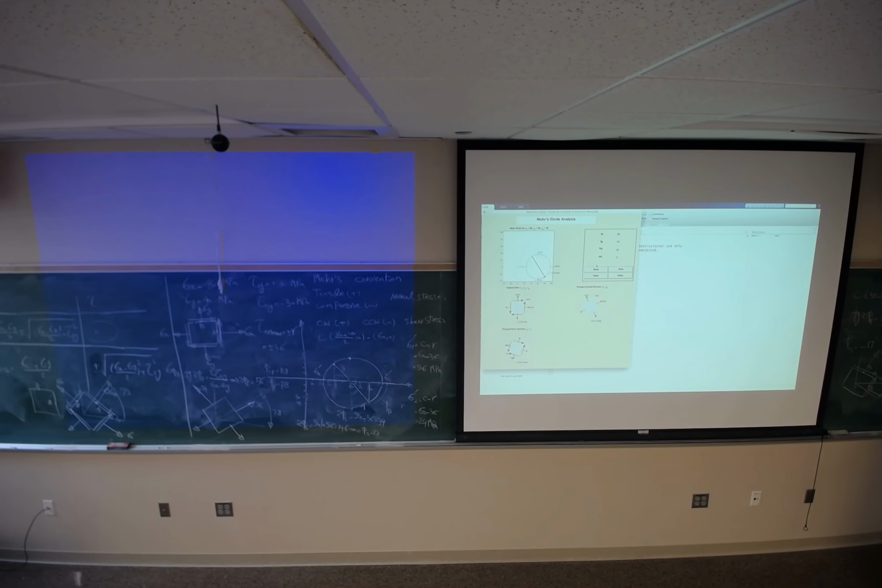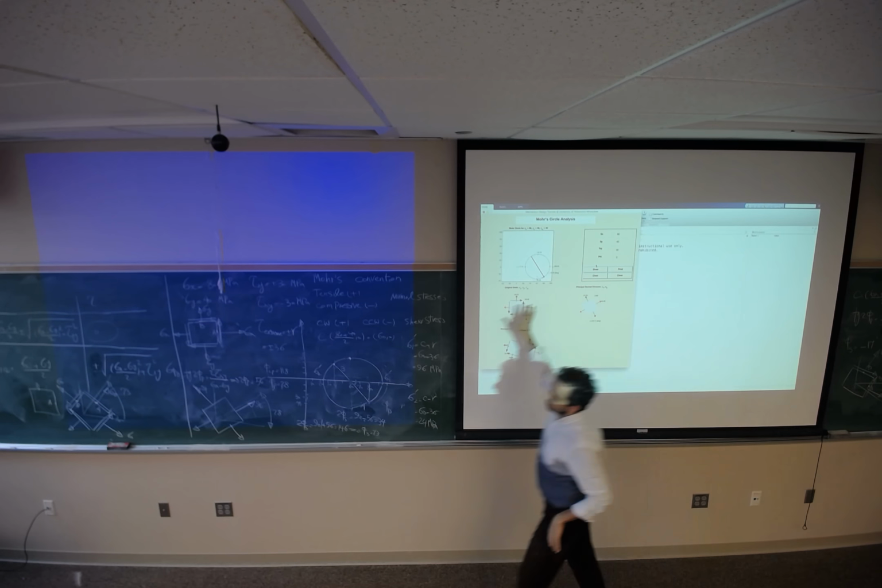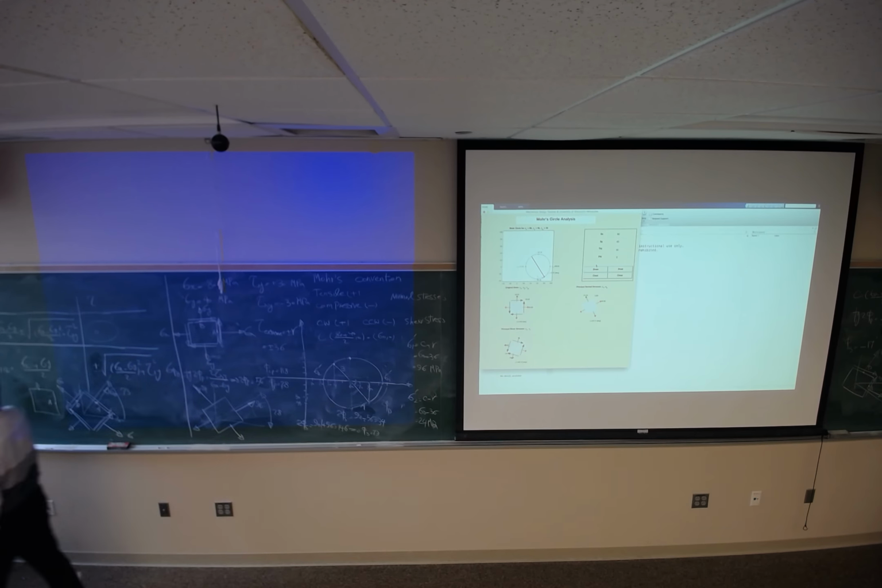Some of the homework problems are asking you to use this toolbox, print out the results, and attach them to your homework. So make sure that you know how to do that.